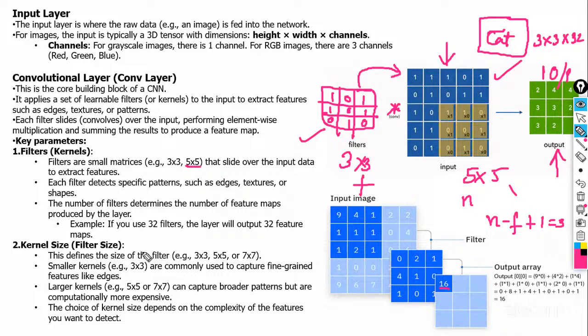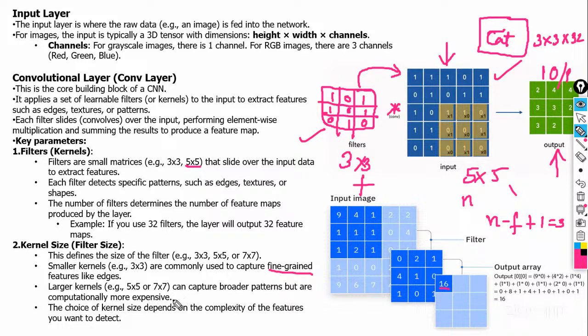So the question again, what should be the size of the kernel? In general, we always use smaller kernels. When you use smaller kernels, they are used to capture fine-grained features like edges. So to capture the outline of an object within an image, like a cat, if you are going to capture only the edges, then use kernels with smaller size. If you use larger kernels, 7 by 7, 5 by 5 and so on, they help us to capture the broader patterns.